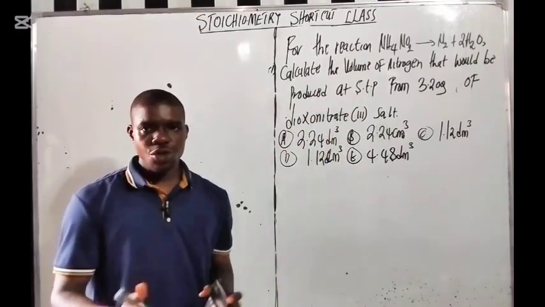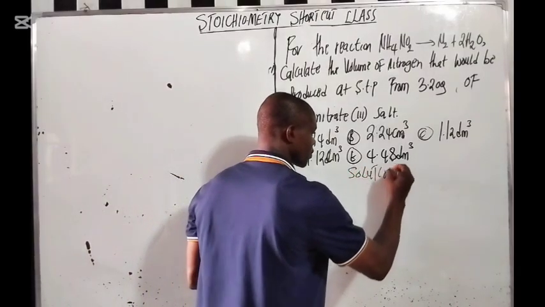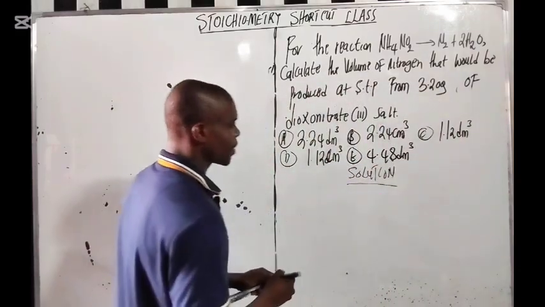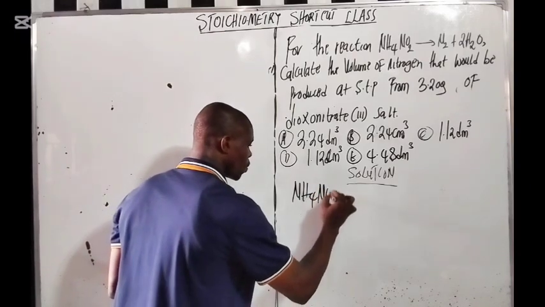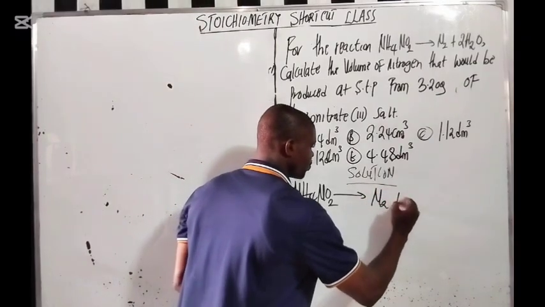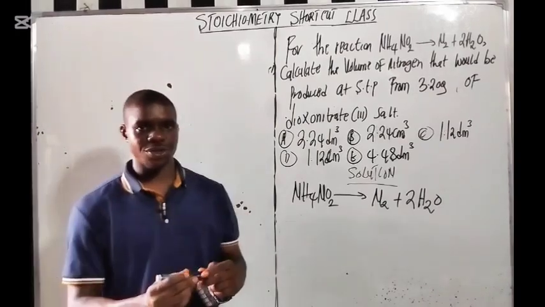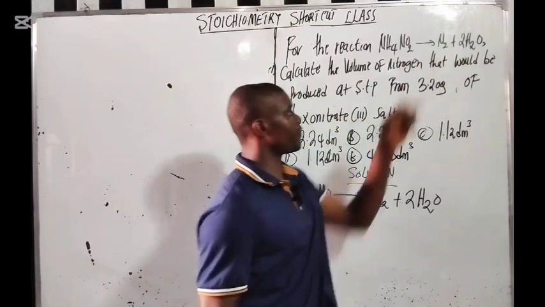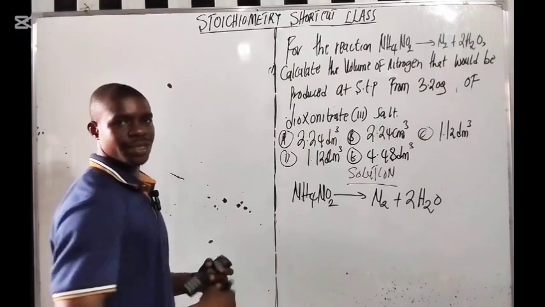Very easy. So how do you solve this thing here? Therefore, let's write out the balanced chemical equation first. So let's write the balanced chemical equation, which is NH4NO2 gives N2 plus 2H2O, right? So this is the balanced equation. You have to calculate the volume of N2. When the mass of this guy was given to us, if you look at the question, the mass of NH4NO2 was given to us.